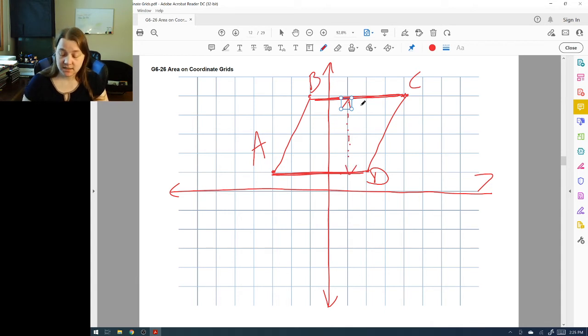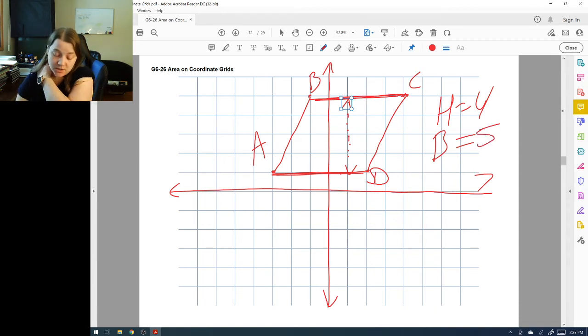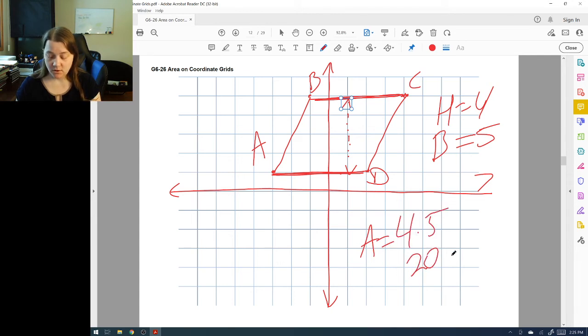So if the height is 4 and each of the bases are how long? Well, look at the distance between there. What is the distance between the bases? 1, 2, 3, 4, 5, which you could also see by looking at the coordinates. We would know that the area of this shape is 4 times 5, or 20 units squared.